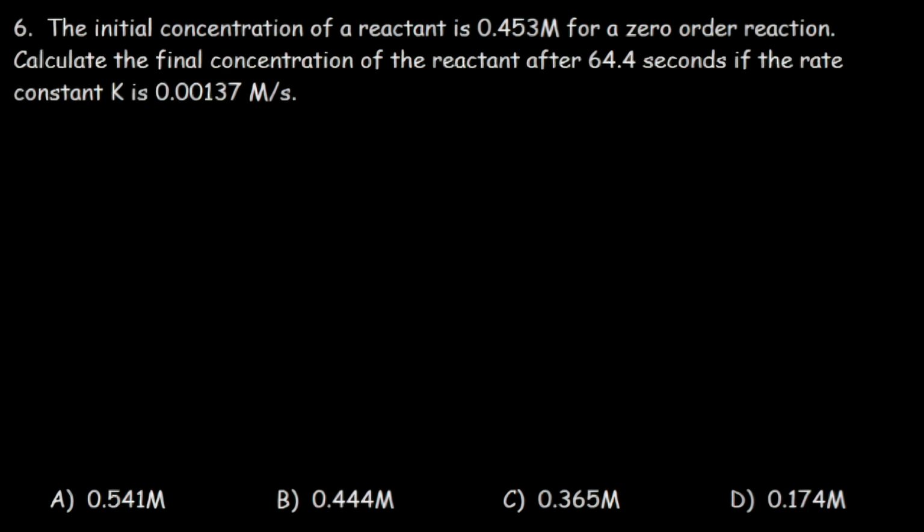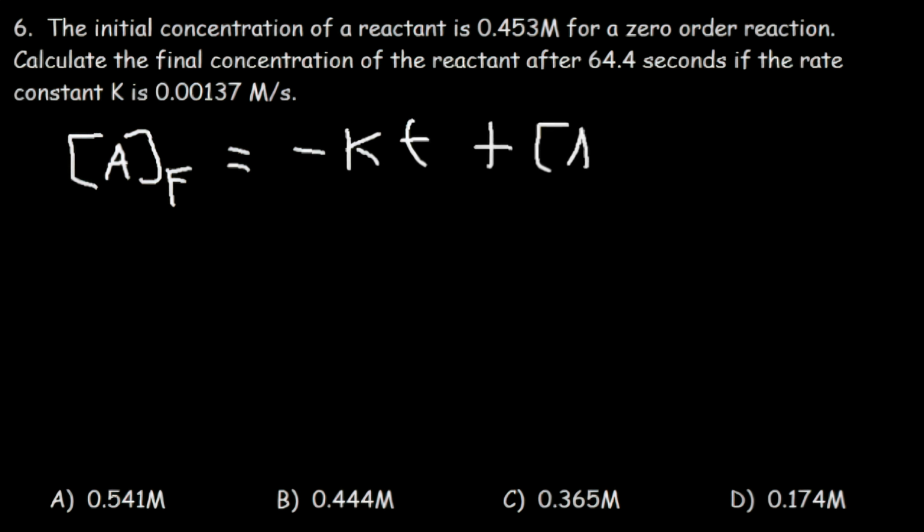So we went over the equation for this particular problem. For a zero order reaction, the straight line equation is the concentration of A, or the final concentration of A, is equal to negative kt plus the initial concentration of A. So we can see that this is similar to y equals mx plus b. The slope is negative k. The y-intercept b is the initial concentration of A.